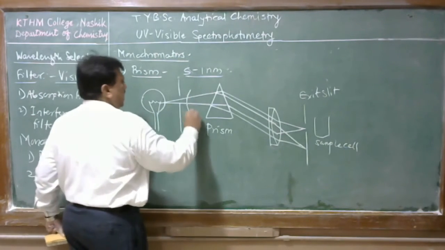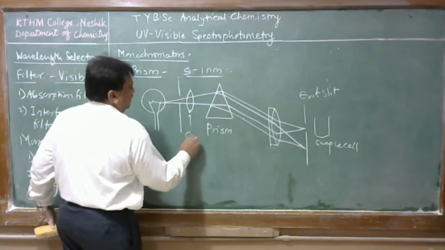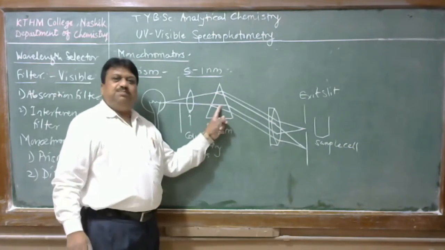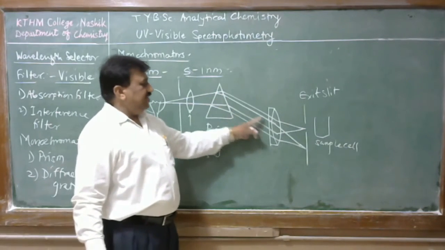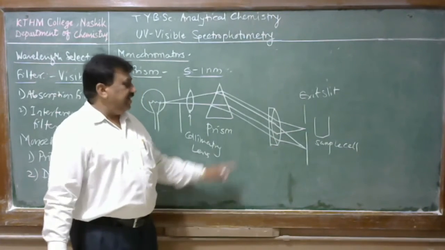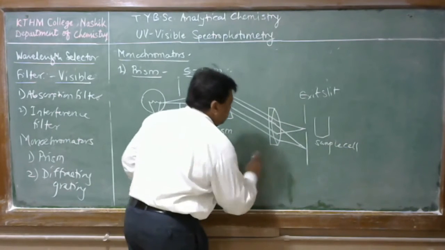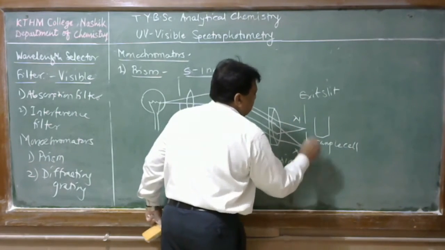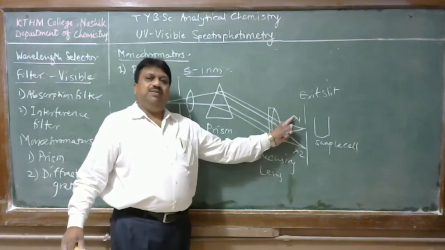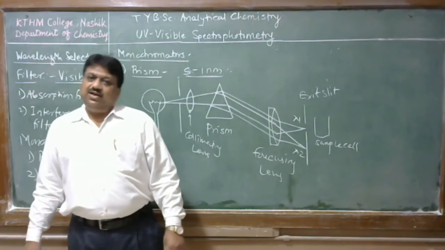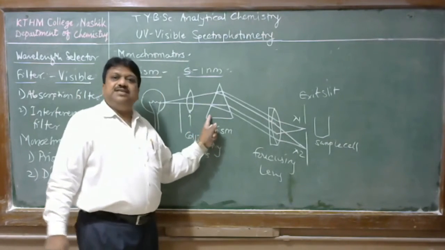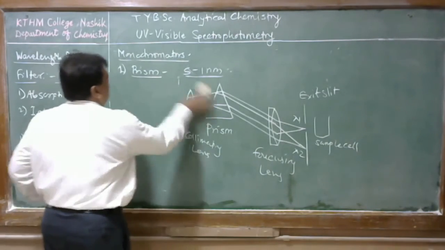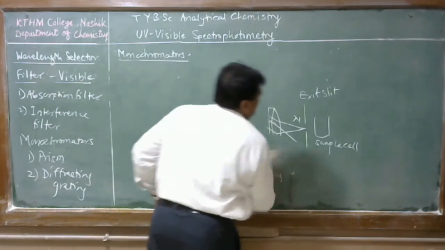Radiation from the source is made parallel by this collimating lens, then that is given to the prism. The prism changes the path of the radiation. One path of radiation and another path of radiation are separated into different regions by this focusing lens. And here we have different wavelengths. One is lambda 1, another is lambda 2. On the basis of requirement, lambda 1 is allowed to pass through the sample, or sometimes lambda 2 is allowed to pass over the sample. In this way, the prism monochromator works and it obtains a narrow band up to 1 nanometer. The second type of monochromator used in spectrophotometry is called diffracting grating.